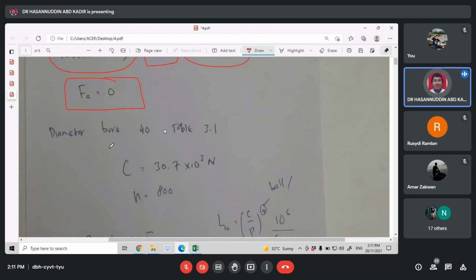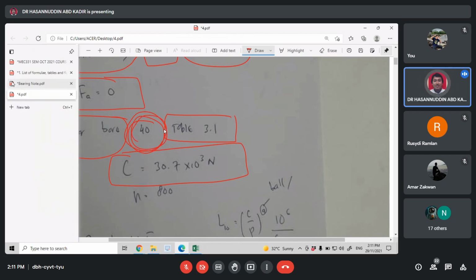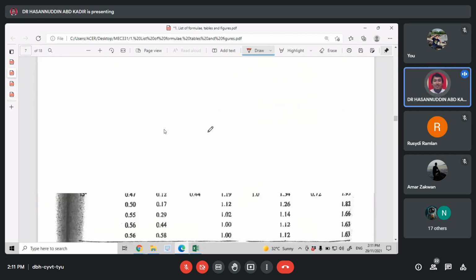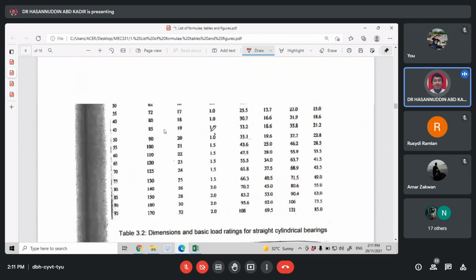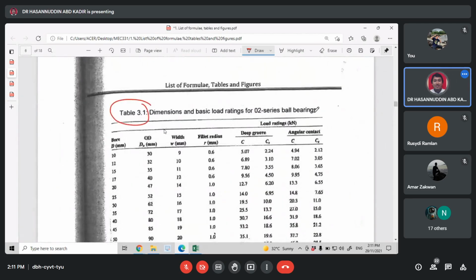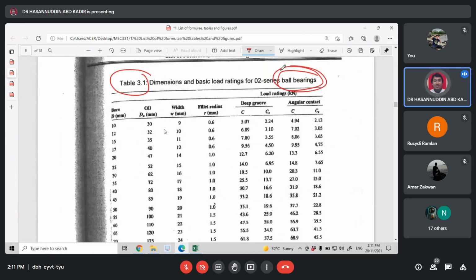And then we can go to find the value of C here, based on table 3.1, because they already mentioned the bore diameter here is 40 mm. So you can go to the section for the ball bearing in table 3.1. Please remember this one on the ball bearing, and then they mention about deep groove.